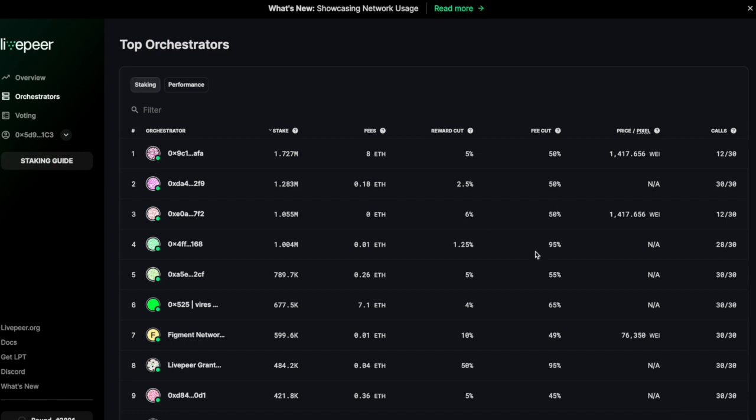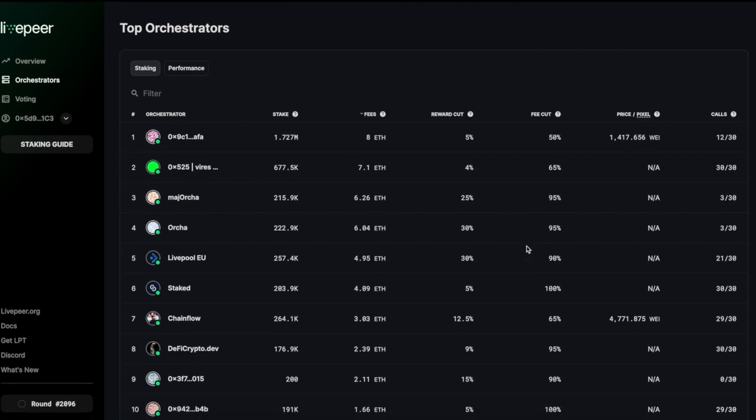I don't really know exactly how it works for the transcoding, as in I don't know what hardware I need to get. I prefer to buy the Livepeer tokens and stake them with someone who knows what they're doing. So you want to look for someone who has good ETH fees, a good reward cut, a low fee cut, so that way you can get a good portion of it.